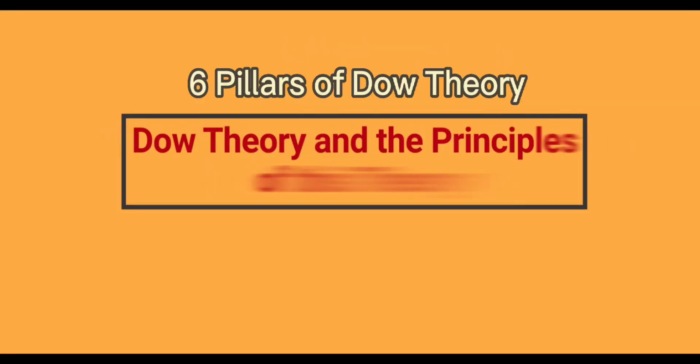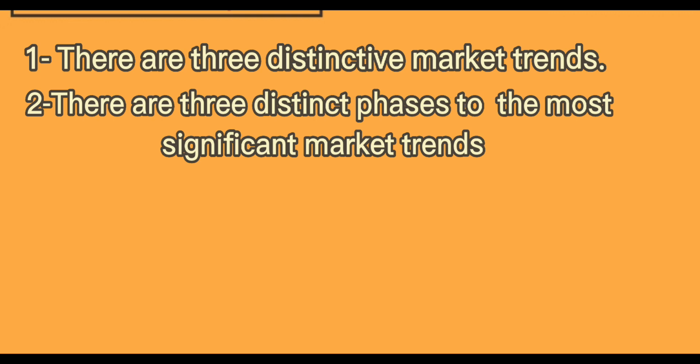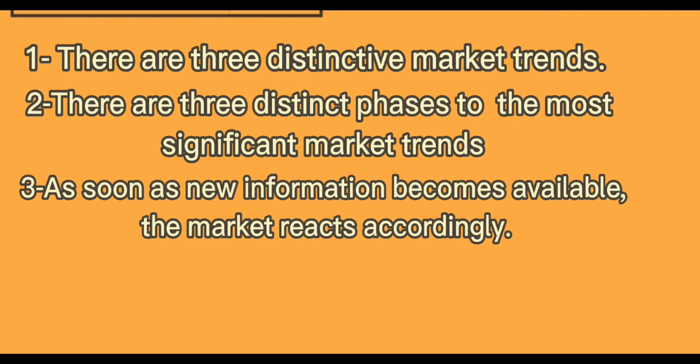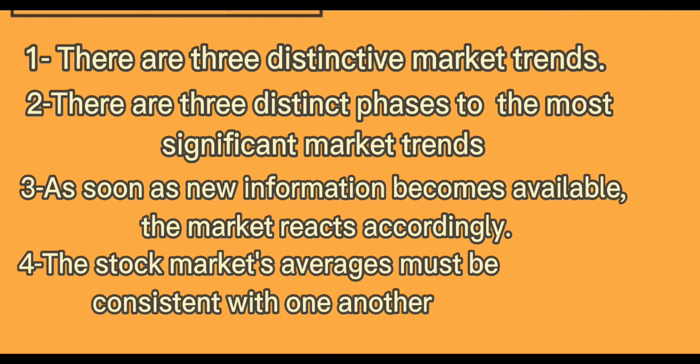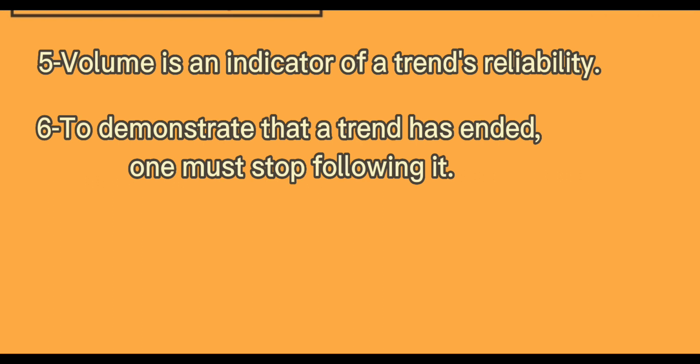Six pillars of Dow theory. The six pillars that support Dow's theory are: 1. There are three distinctive market trends. 2. There are three distinct phases to the most significant market trends. 3. As soon as new information becomes available, the market reacts accordingly. 4. The stock market's averages must be consistent with one another. 5. Volume is an indicator of a trend's reliability. 6. To demonstrate that a trend has ended, one must stop following it.